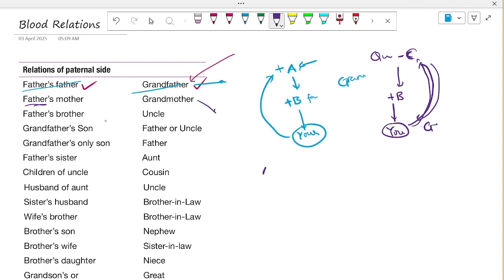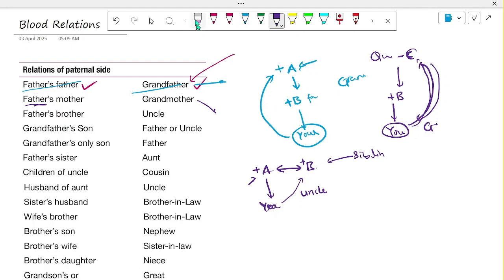Father's brother, A and B. I said if A and B are brothers, you will be using this symbol. It means A and B are siblings. If they are siblings, we will be using this symbol. Then it is you. A is your father and B is the brother of your father. So A is plus, B is plus, and it's you. So how is B related to you? Can you tell me how B is related to you? He will be your uncle, right? He is your father's brother, he is your uncle.